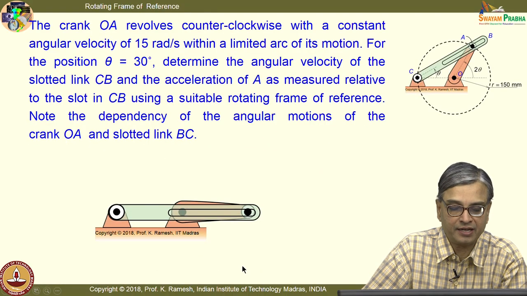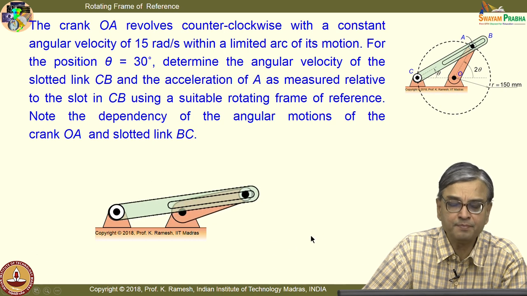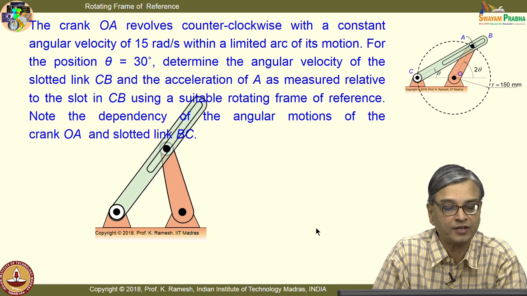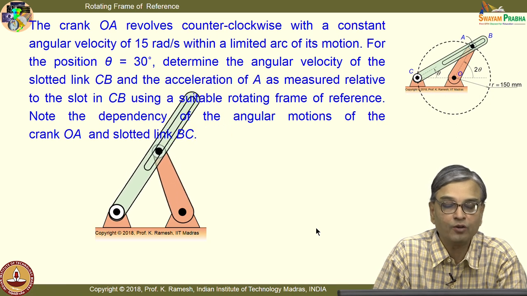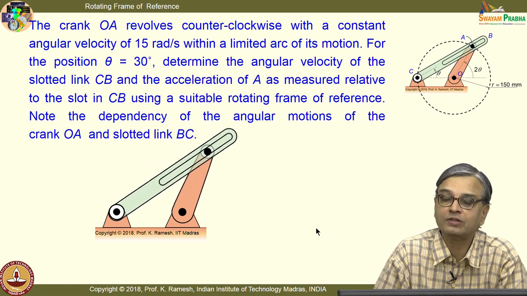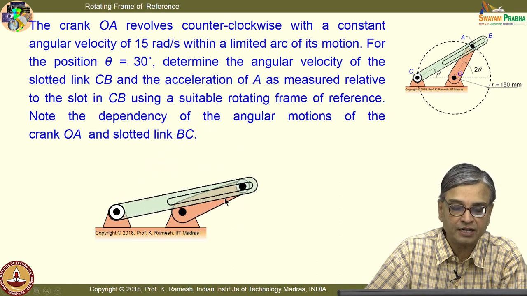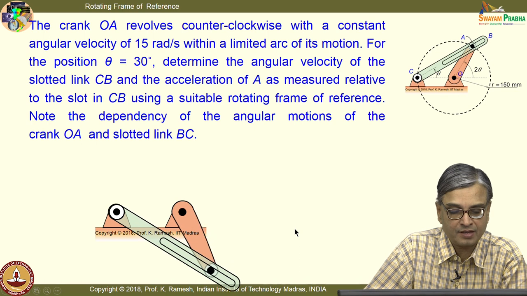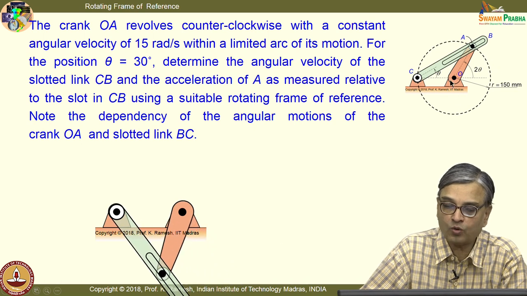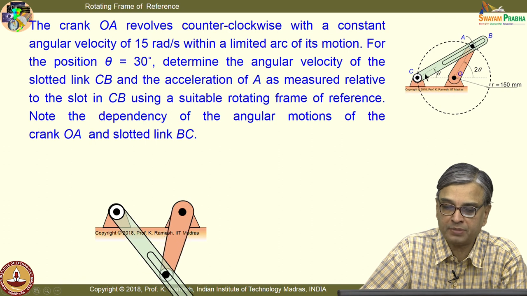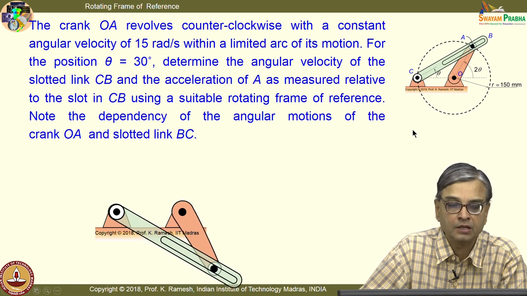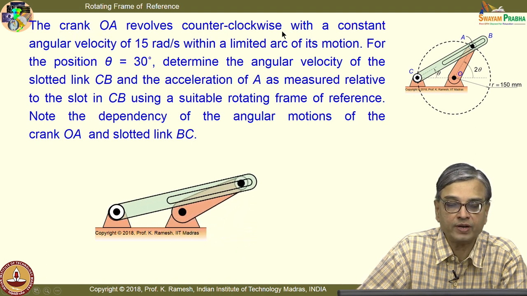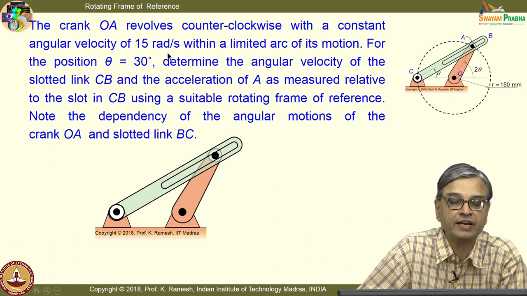Let us take up a very interesting problem. It's simple enough, and at the same time, one can learn many aspects of the rotating frame of reference by looking at this. If I allow the crank to rotate, it can have a complete sweep like this. You have a crank OA and a slotted member CB. The crank OA revolves counterclockwise with a constant angular velocity of 15 radians per second.